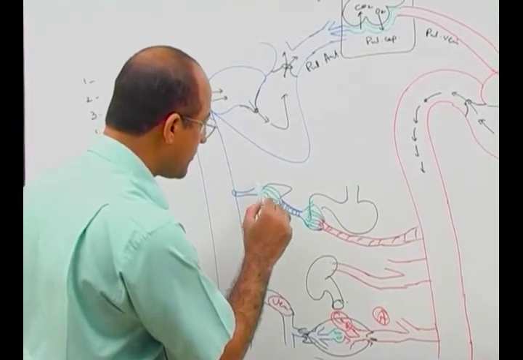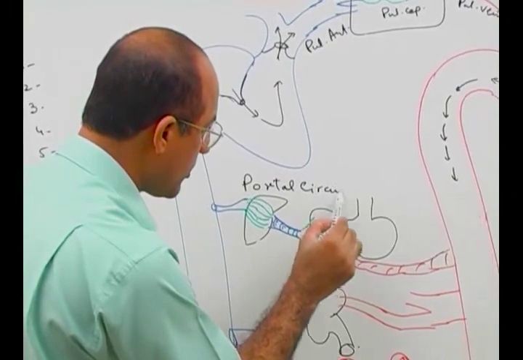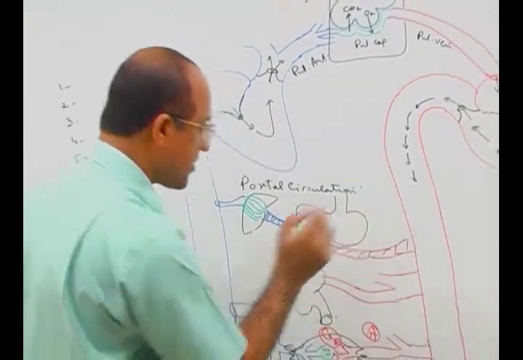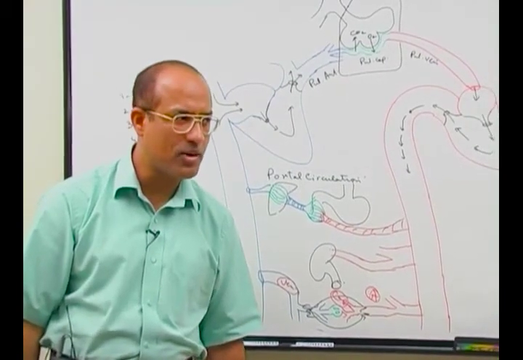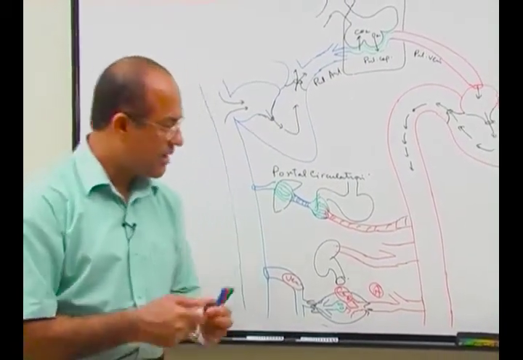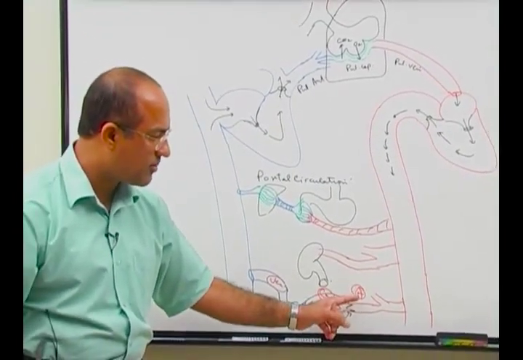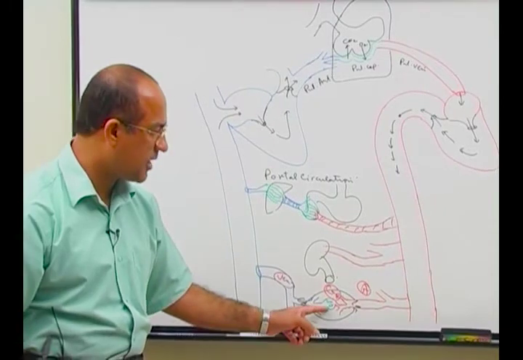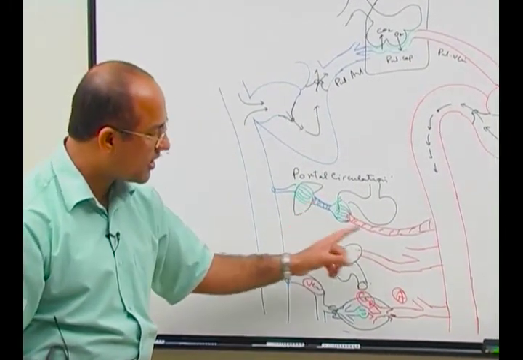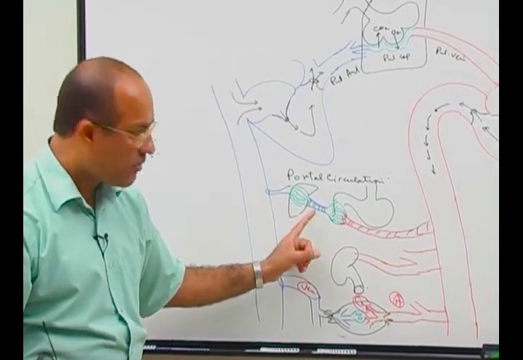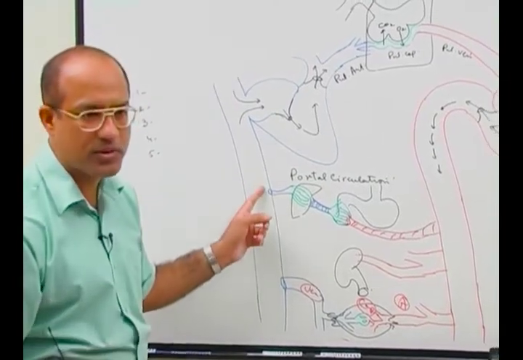What is it called? Portal circulation. Another example of portal circulation in your body. Portal circulation means the circulation which is not following the simple rule. The simple rule is arterial input, capillary exchange, venous output. But here there is an unusual thing: artery into capillary to vein. From here the vein again breaks up into capillaries, and then recollection into veins, and then eventually major veins.